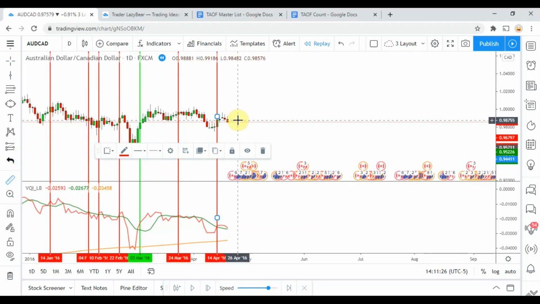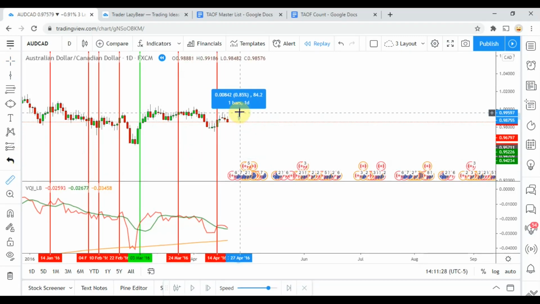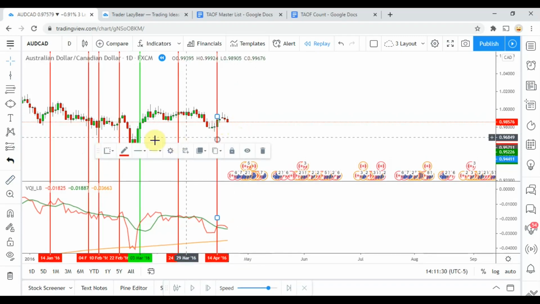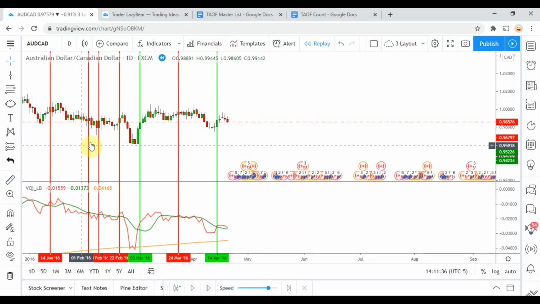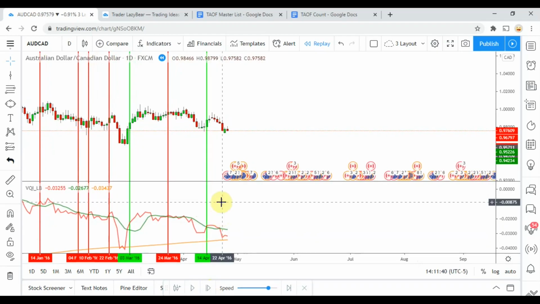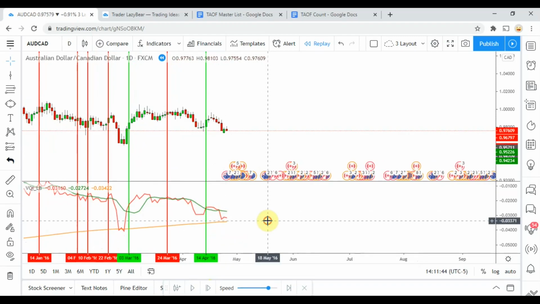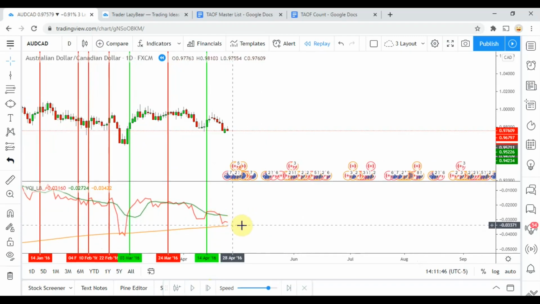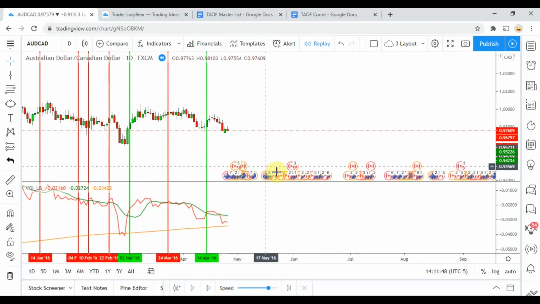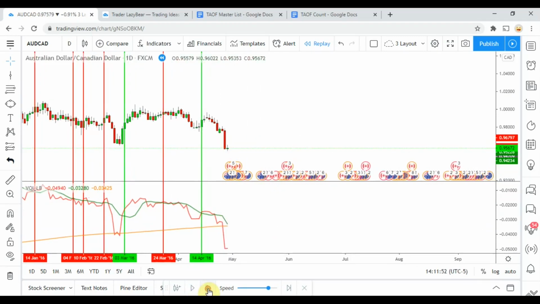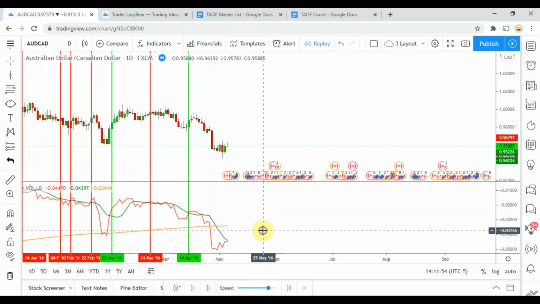Now we have a long right here, and it looks like that one gets us to take profit. All right, let's continue forth here. Looks like we are slowly making our way down towards the orange line, which is a pretty good sign that we're starting to slowly trend down into a bearish market. So, yep, there we go.